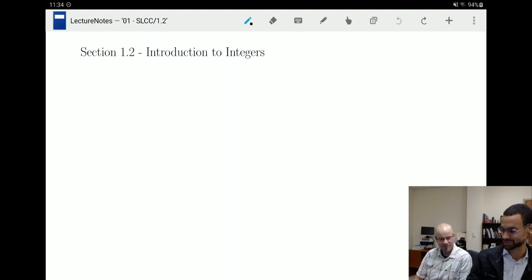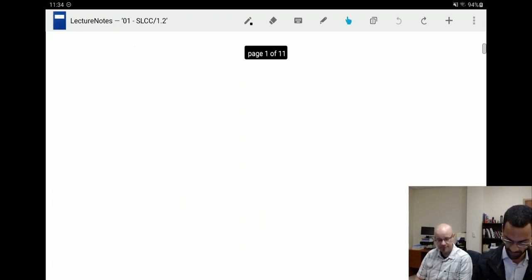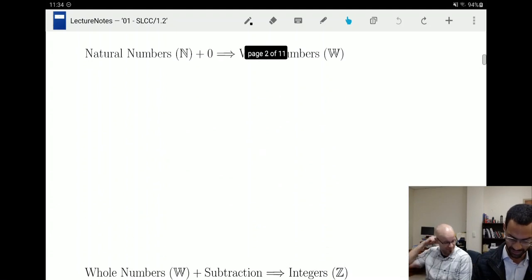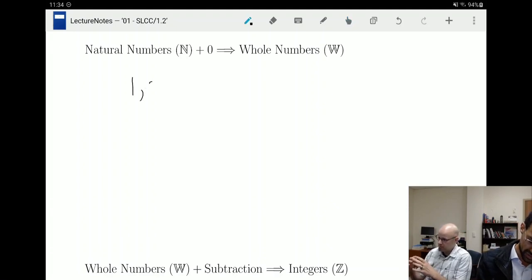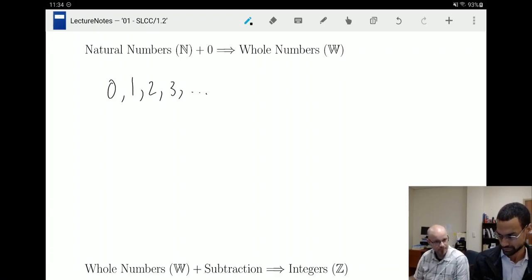Introduction to integers. So we did whole numbers last time, right? We were just playing around with whole numbers, which is built on natural numbers: one, two, three, four, five. You throw in the zero, don't forget the zero, and you get the whole numbers.